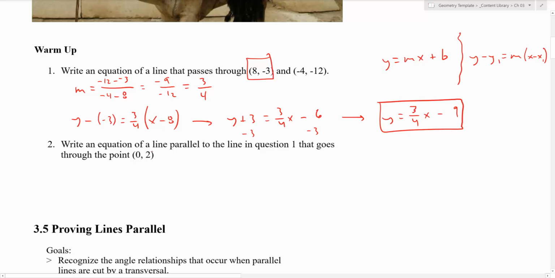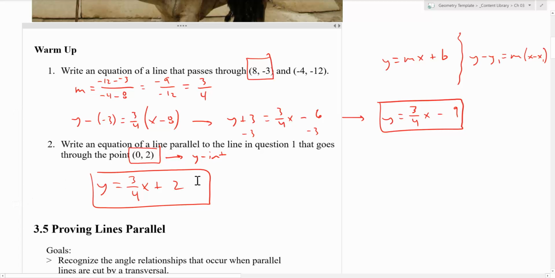You know what I'm noticing here? (0, 2). What kind of point is that? X equals 0, that's the y-intercept. We can just use slope-intercept form. If we know that the slope is 3/4 and b, our y-intercept, is 2, then we can just say y equals 3/4 x, 3/4 because they have the same slope, they're parallel, plus 2. Wow. Moving on. Proving lines are parallel.